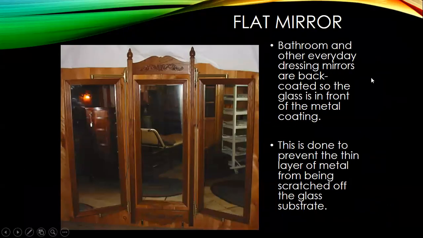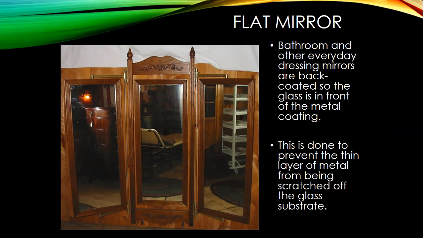Now, bathroom mirrors, dressing mirrors, just common everyday mirrors that you're going to use to get ready in the morning, are typically coated on the back surface with metal. That means that the front surface is glass, and the glass will protect the metal coating on the back. And this is because, again, the metal coating is only a few atoms thick. That means it's very easy to scratch the coating off. So by putting it on the back side, when we clean the mirror, we're not rubbing up against this very delicate surface.